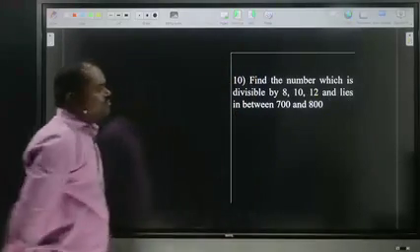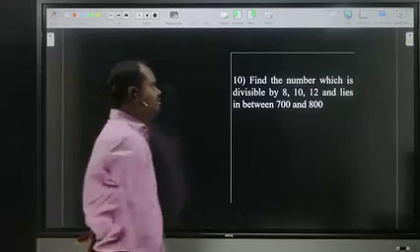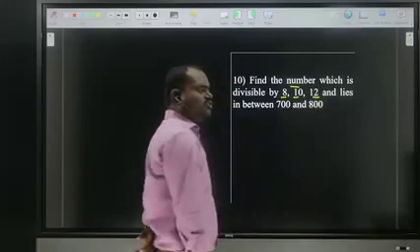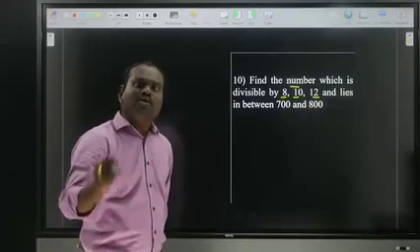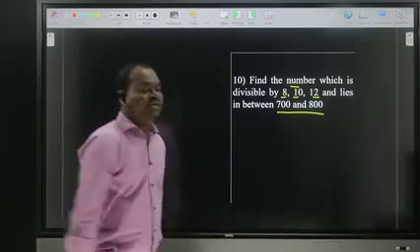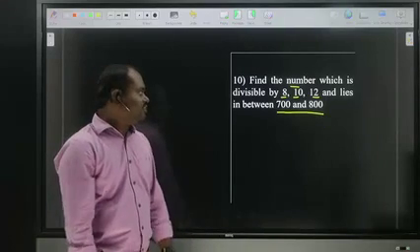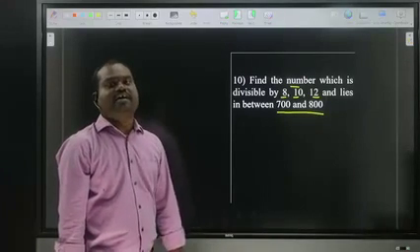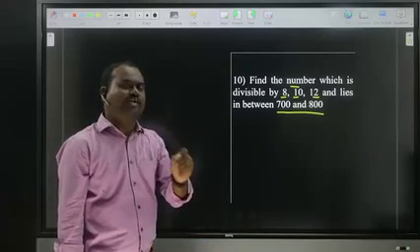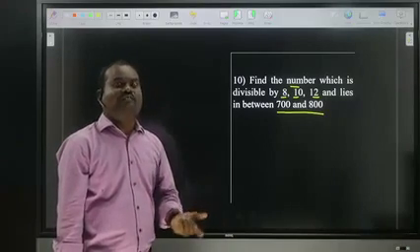Now it is a different model. Observe the question: find the number which is divisible by 8, 10, 12 and lies in between 700 and 800. The number should be divisible by the 8 table, 10 table, 12 table, as well as lie between 700 and 800.